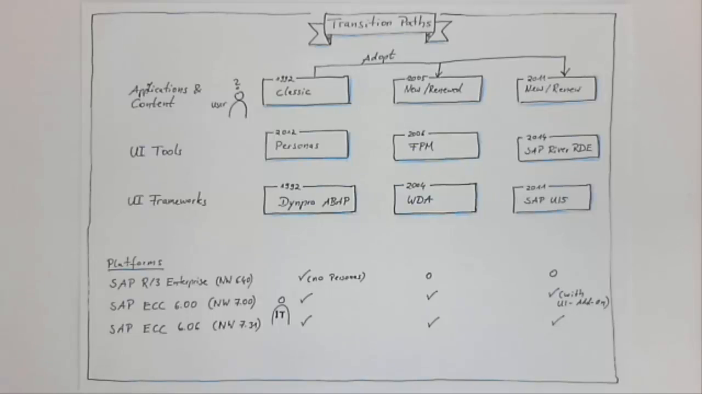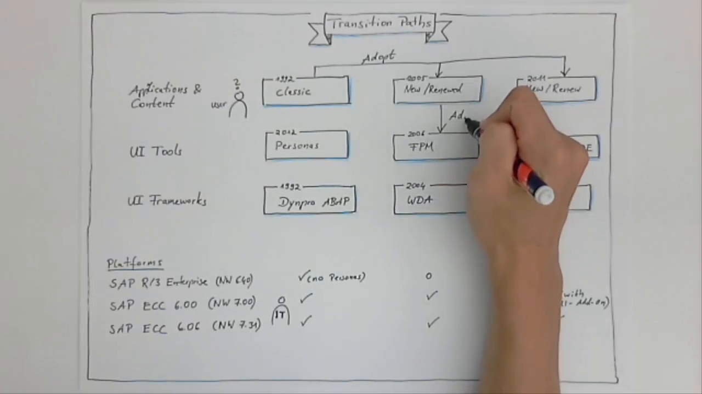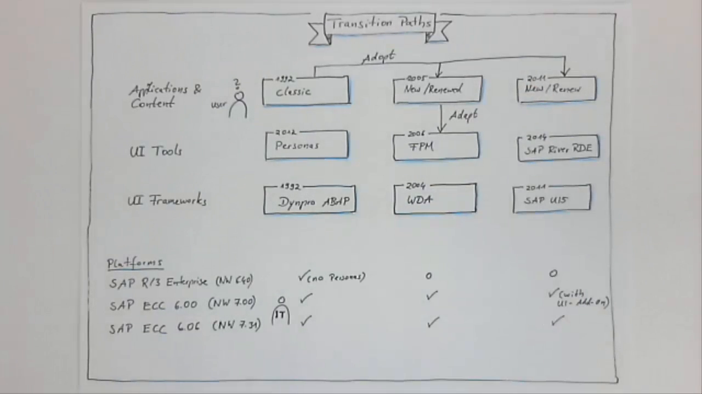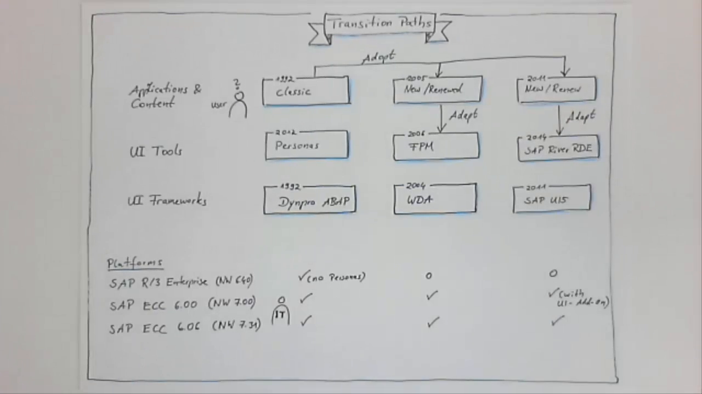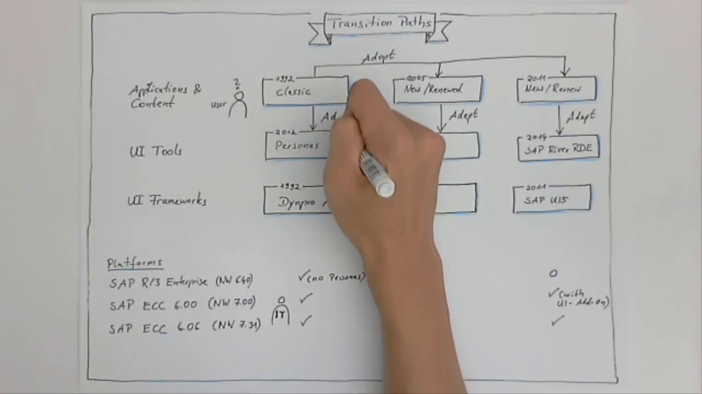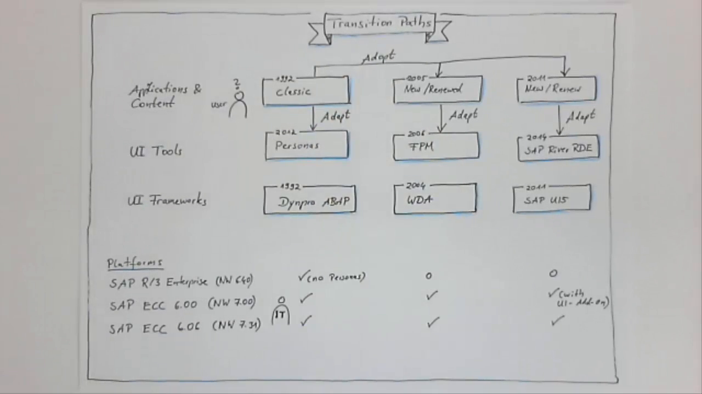You have also the option of adapting WebDynPro ABAP-based applications with Floor Plan Manager. You can adapt SAP UI5-based applications with SAP River RDE. And even if you don't want to move to WebDynPro or SAP UI5-based options, you could use SAP Screen Personas to adapt your existing DynPro ABAP-based applications.